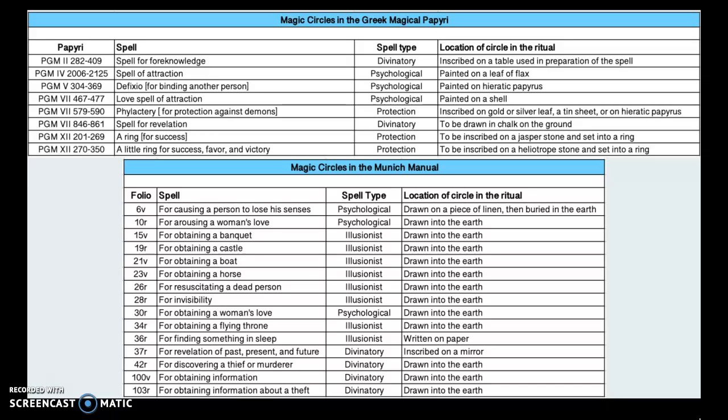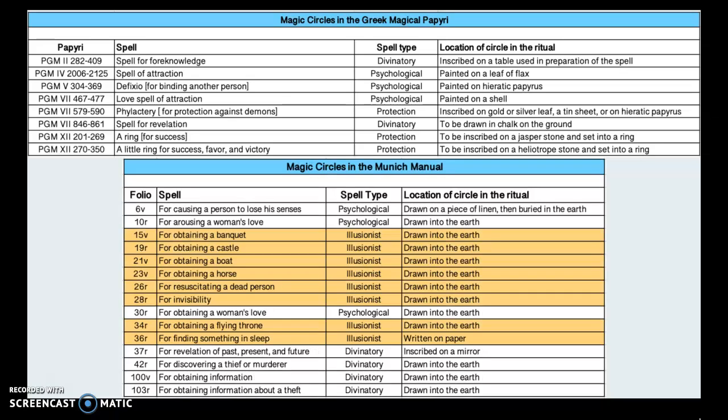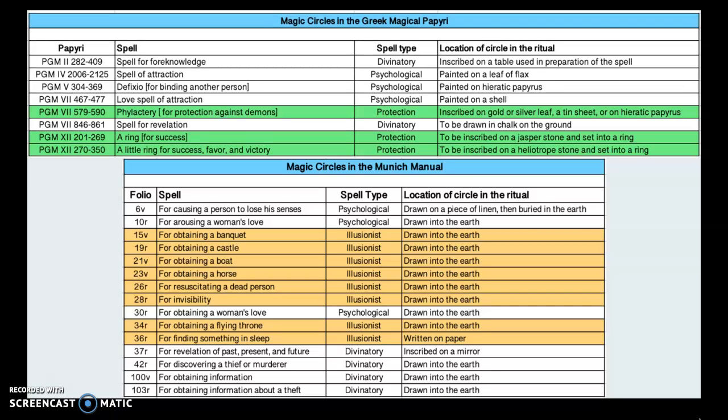In an analysis of the contents of the spells connected to the use of magic circles, we see that they are used in a variety of different types of spells in both texts. However, Richard Kieckhofer has noted that the magic circles in the Munich Manual are featured more prominently and tend to be more complex in the illusionist spells. In the magical papyri, we see that there is a type of spell, a protection spell, which is not featured in the Munich Manual. Kieckhofer attributes this to the personal taste of the necromancer who compiled the manual, as there are accounts of protective magic in use during the Middle Ages.